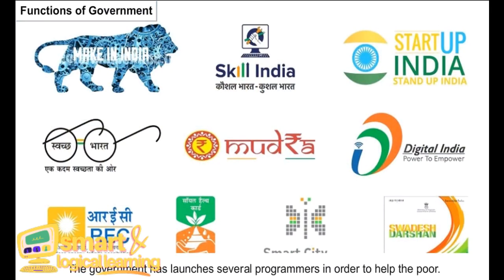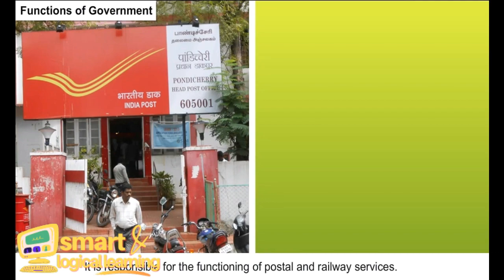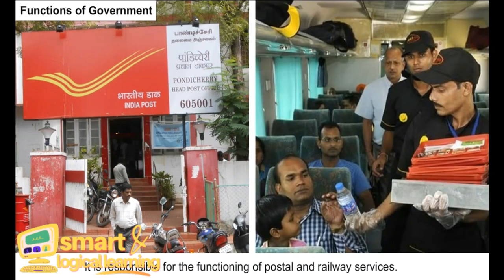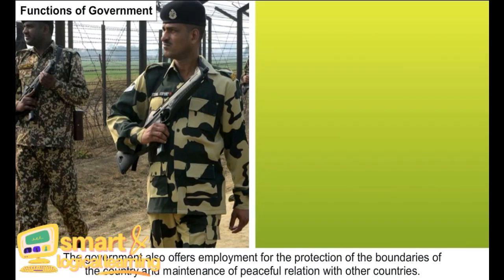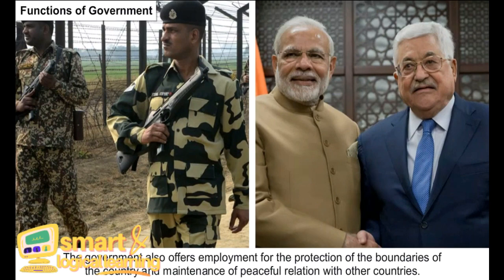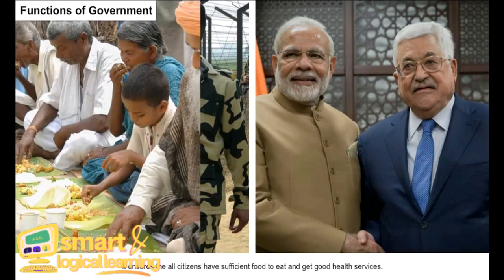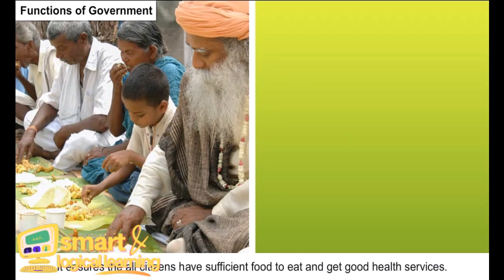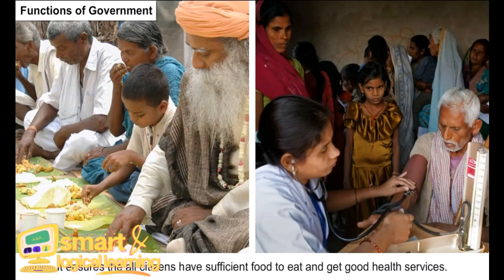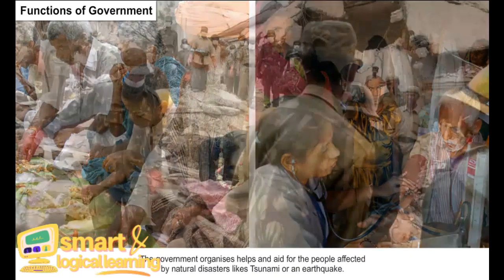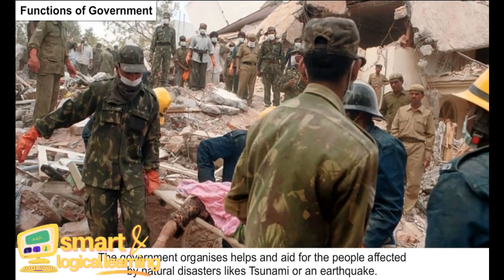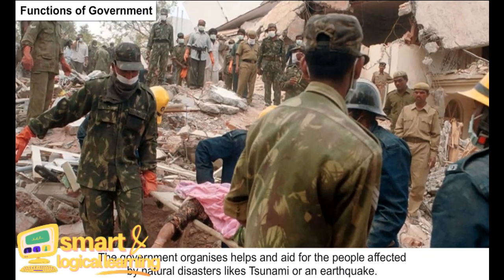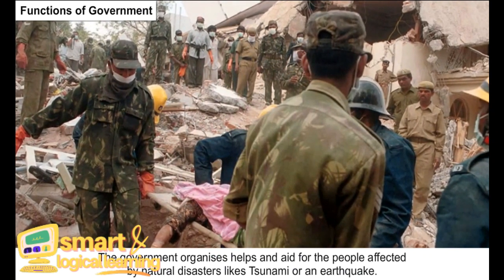Example, the government has launched several programmes in order to help the poor. It is responsible for the functioning of postal and railway services. The government also offers employment for the protection of the boundaries of the country and maintenance of peaceful relations with other countries. It ensures all the citizens have sufficient food to eat and get good health services. The government organizes help and aid for the people affected by natural disasters like a tsunami or an earthquake.